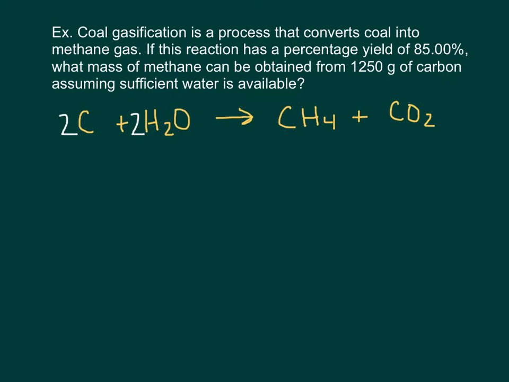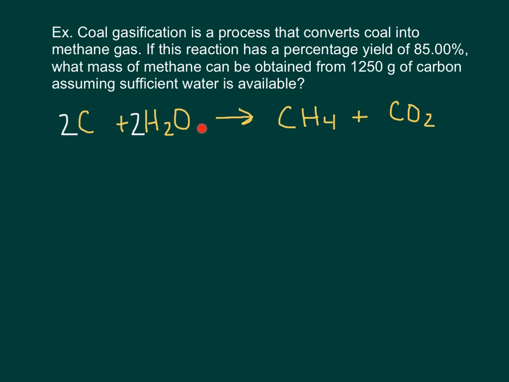Alright, so here's a little bit different type of problem, still dealing with percent yield. It says that coal gasification is a process that converts coal into methane gas. This is the chemical equation for it. If the reaction has a percent yield, that's giving you percent yield right there, 85%. What mass of methane can be obtained from 1,250 grams of carbon, assuming sufficient water is available?